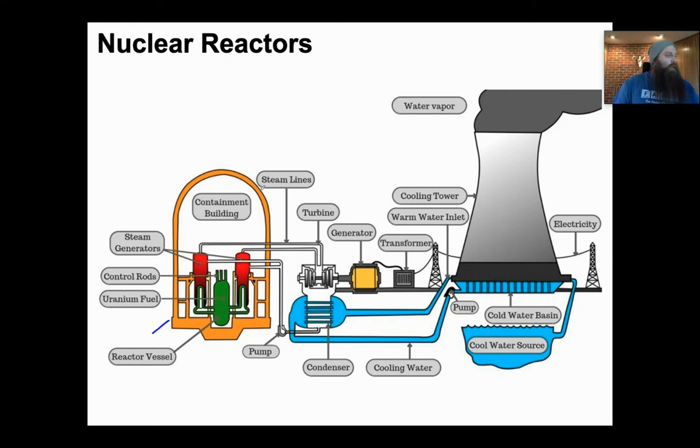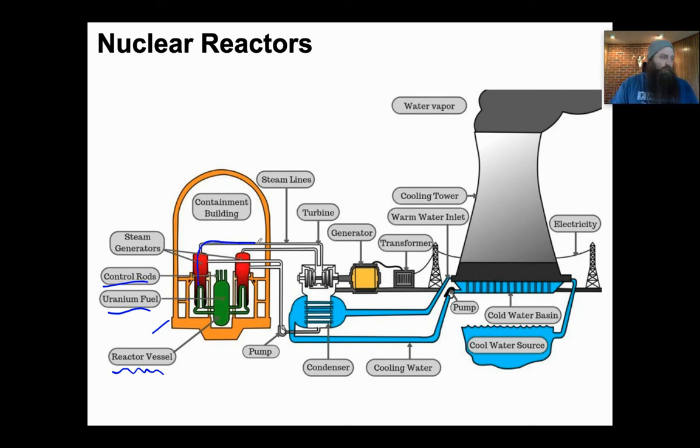There we go. We have our reactor vessel right here. There's our uranium fuel and our control rods. And there's water in that reactor vessel. As the uranium breaks down, as it undergoes its reactions, it generates heat. The water absorbs the heat. It's turned into steam, right?